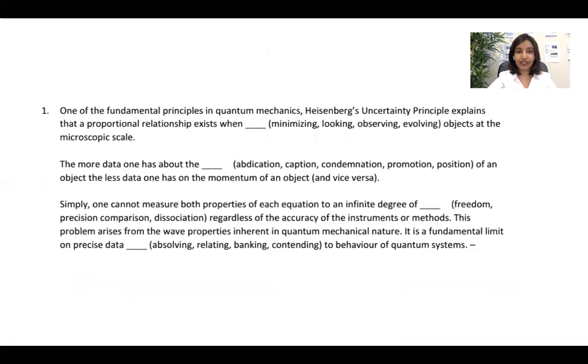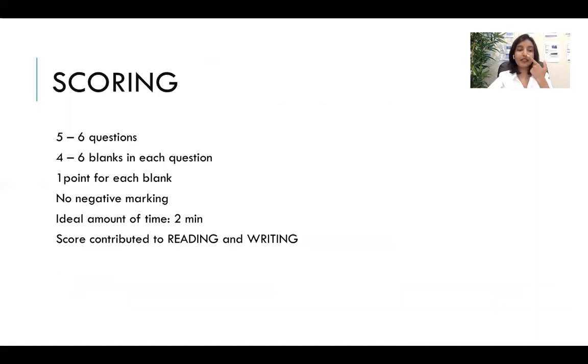Do not waste time on the unimportant question types. Now, the score from this task is contributed to the reading module and writing module. It is contributing minimum 20 points out of 90 in reading, 20 points out of 90 in writing as well, which is the reason why it is really important. It's a highly scoring component.